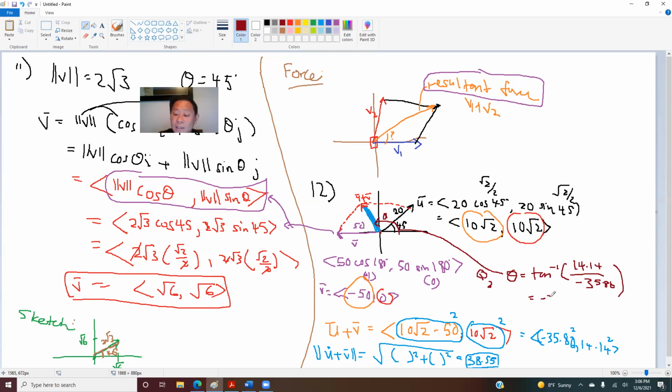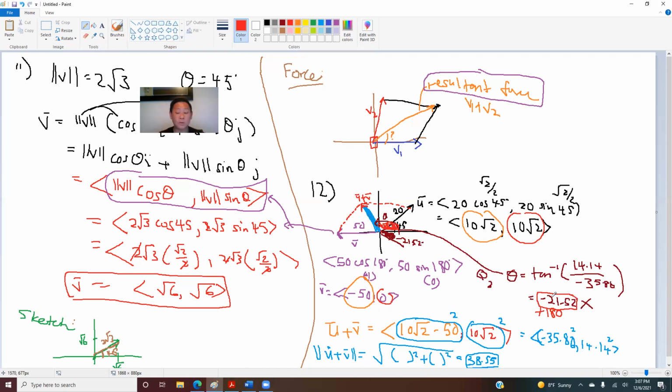This came out to be negative 21.52 degrees. Again, this is a wrong answer, because negative 21.52 degrees is right here. This is the theta that we're talking about. But since this is in quadrant 2, the theta that we have to find is this red one. So since this is in quadrant 2, you actually have to add 180 degrees to it.